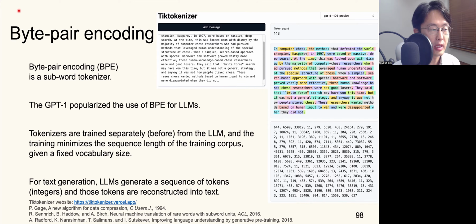Next, let me talk about the byte-pair encoding tokenizer. So byte-pair encoding, often abbreviated as BPE, is a subword tokenizer. On the right, you see a screen capture from the Tick Tokenizer website, and this is an excellent interactive web app that allows you to interactively experience how the tokenization works.